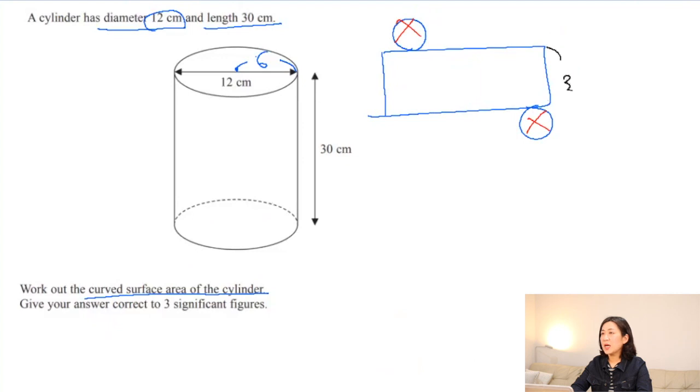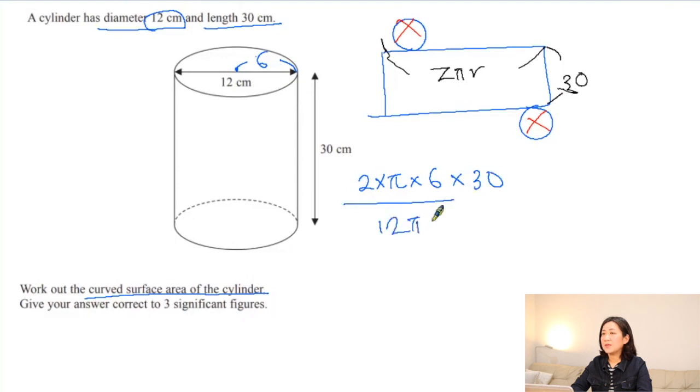Height will be, the width is 30, and then length will be the circumference of the circle, that's 2 pi r. So 2 pi, then r is 6, now times the width 30, so 12 pi times 30 gives you 360 pi centimeters squared, which will be the curved surface area.